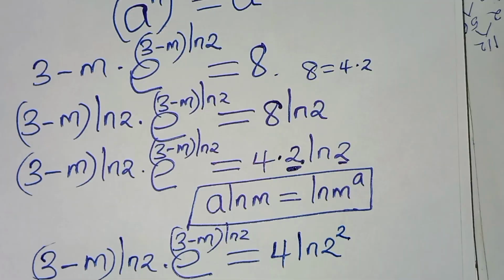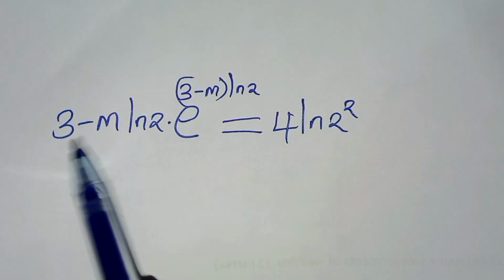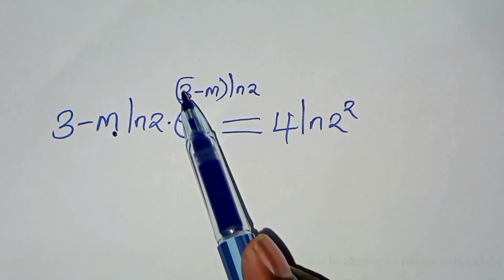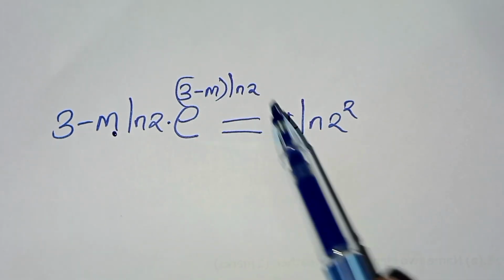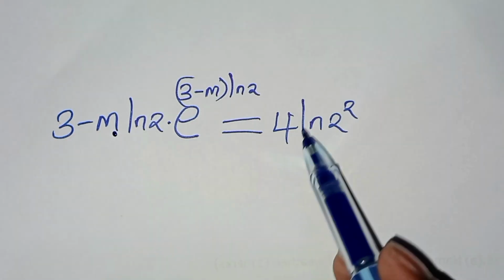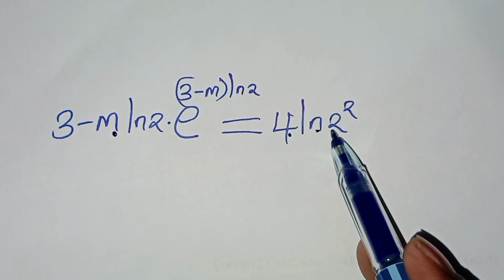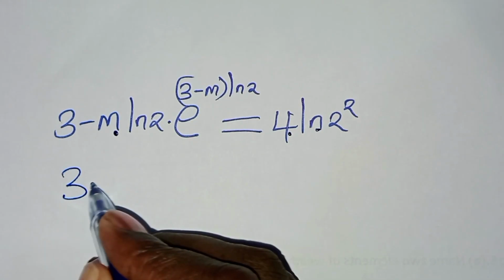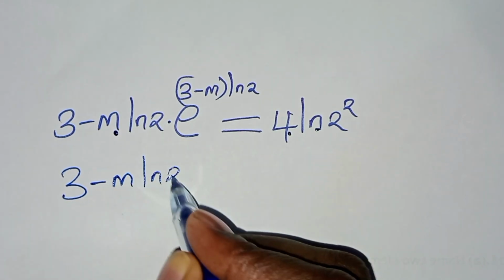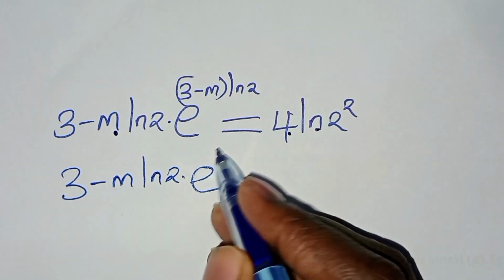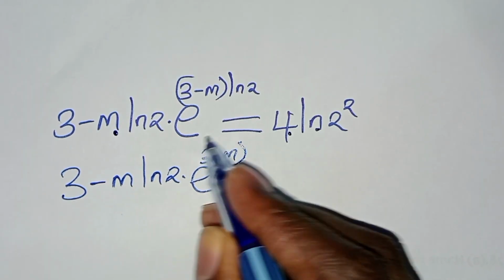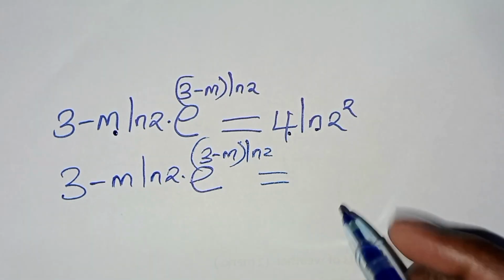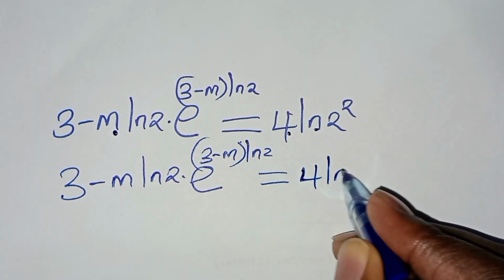So let's proceed from here. Now here we have 3 minus m natural log of 2 multiplying by e to the power of 3 minus m multiplying by natural log of 2 on the left hand side, and on the right hand side we have 4 multiplying by natural log of 2 squared. Now from here we have 3 minus m multiplying by natural log of 2 multiplying by e to the power of 3 minus m multiplying by natural log of 2. This is equal to 4 natural log of 4.